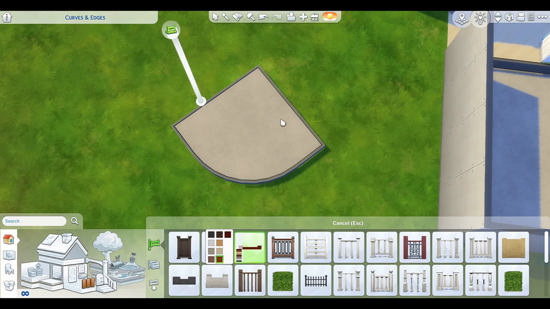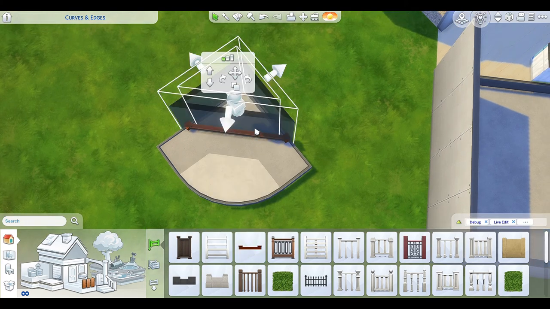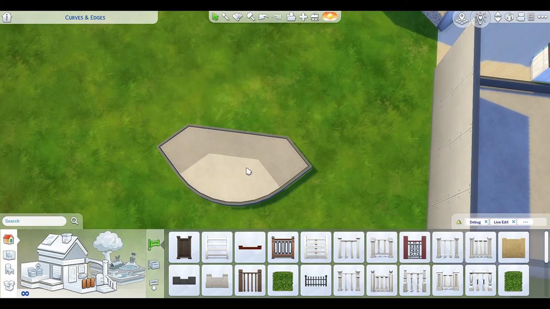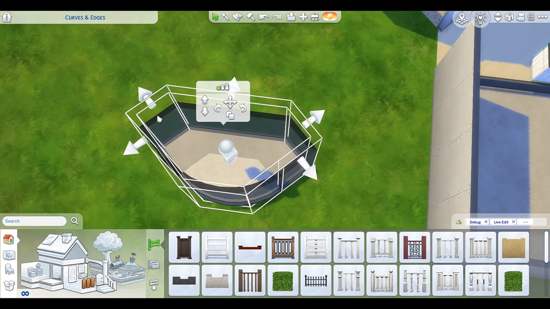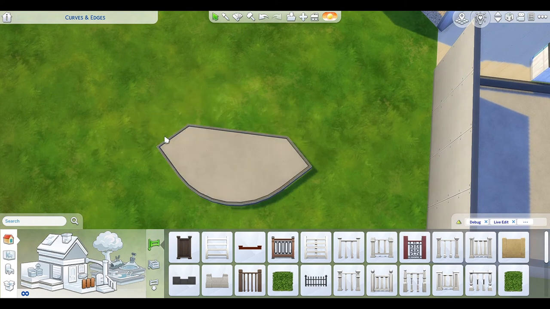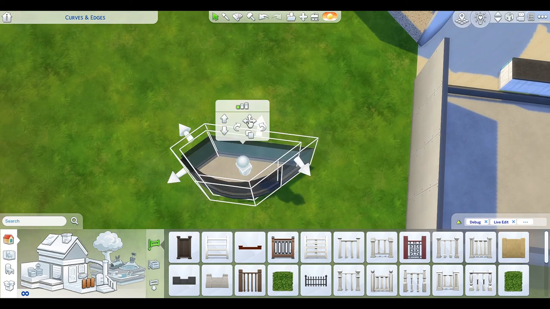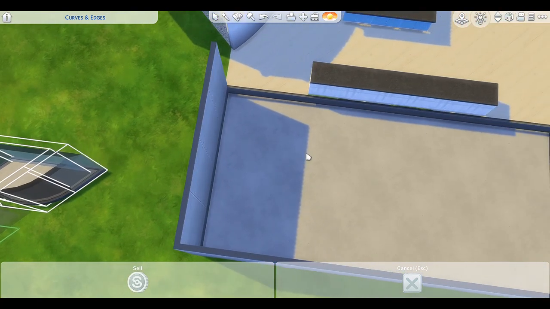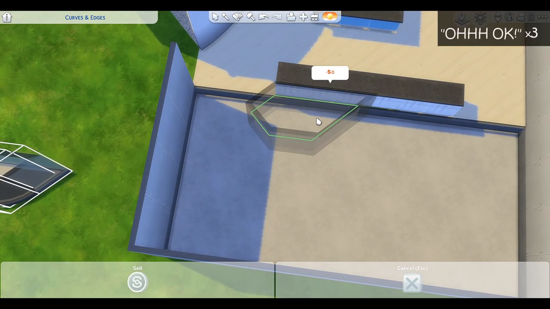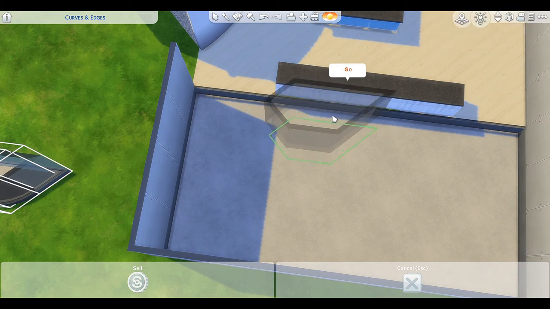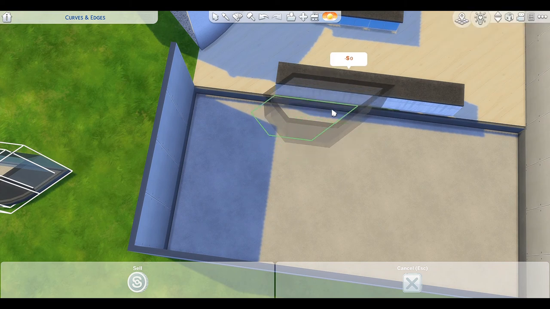I have no idea why I'm still using the color-coded fences when literally I'm not even planning anything anymore. But, you know. Can I even do this? Oh. Okay. What would this look like? Oh. Okay.